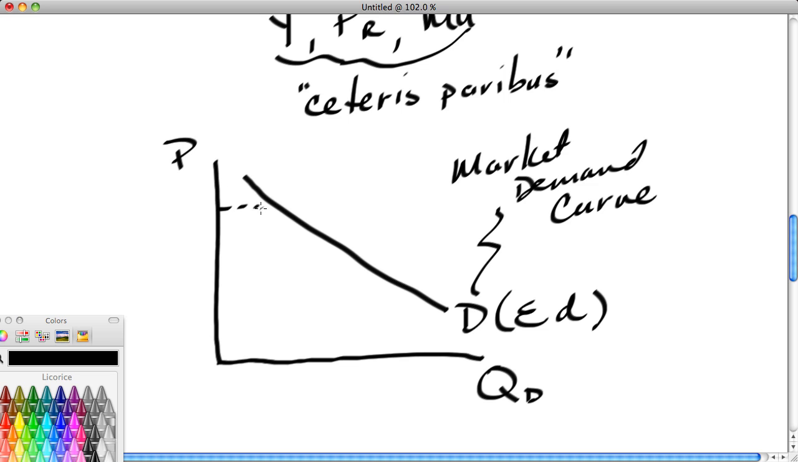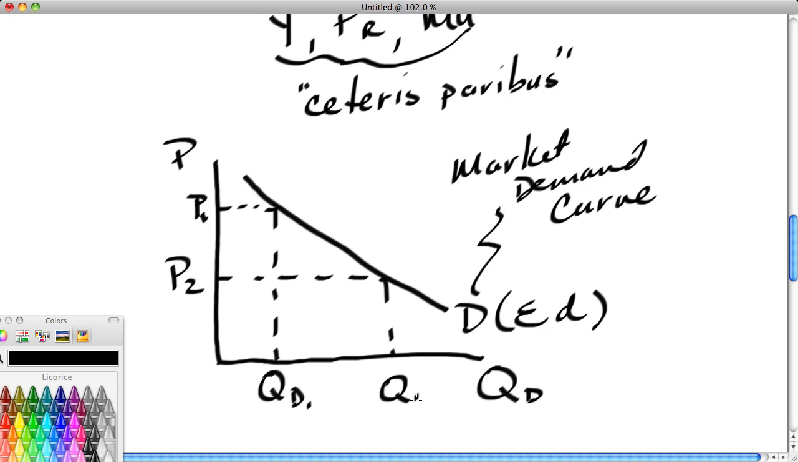And again, what does the market demand curve say? It says really the same thing. So if this is P1, at P1, this is QD1. At P2, this is QD2. And what have we illustrated? We've illustrated the law of demand. As the price of coffee decreases, the market demand for coffee increases.